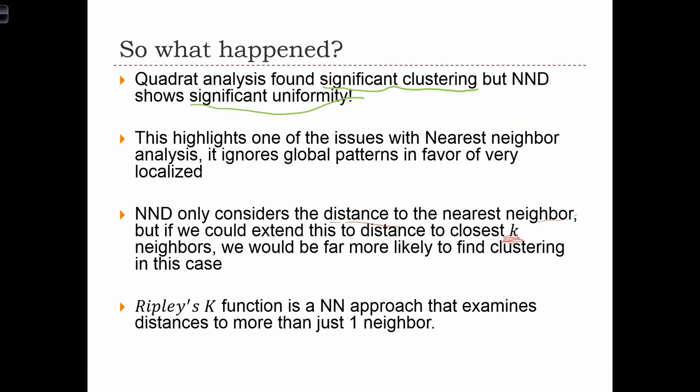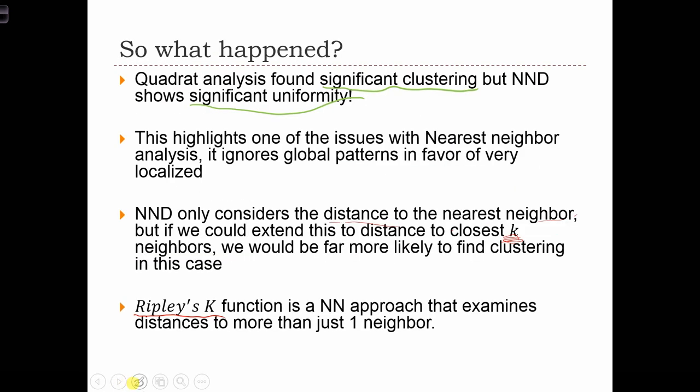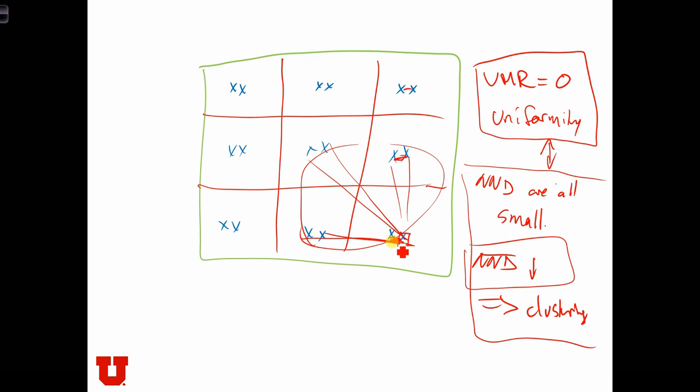When we do that, we're using a technique called Ripley's K function. And that's a nearest neighbor approach. You'll find it in GIS packages like ArcMap. You know, Esri ArcGIS will have a Ripley's K function in it. And it's a far more appropriate way to use nearest neighbor distances, because it doesn't isolate the scale of investigation to just this very localized single nearest neighbor.